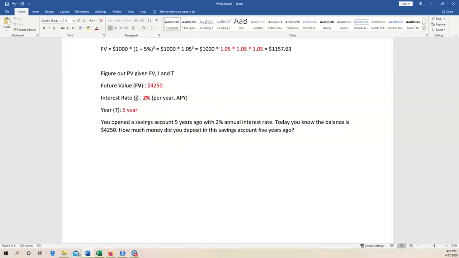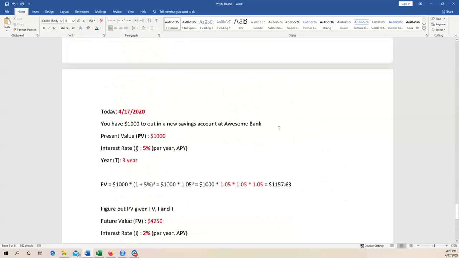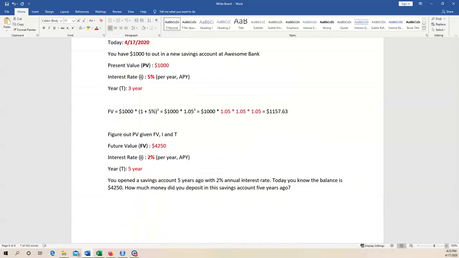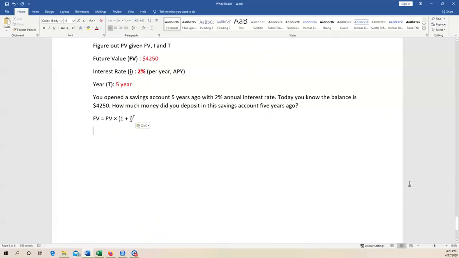So now this type of question, you know future value, you know interest rate, you know year. And this question essentially asks you to figure out what? The present value. That means the amount of money you have deposited in the savings account 5 years ago. So how to figure out this type of question? So we are going to play with this formula. We know future value equals the present value multiplies 1 plus interest rate overall raised to the power t, right? How long, how many years, right? So we can manipulate this formula.